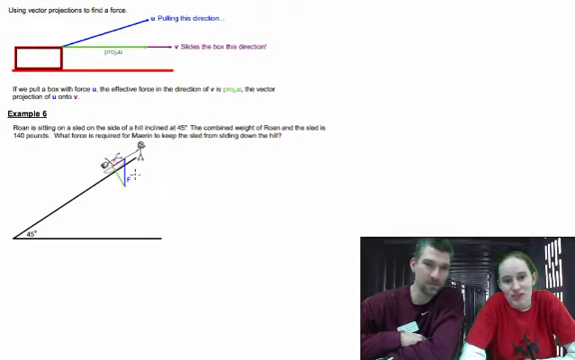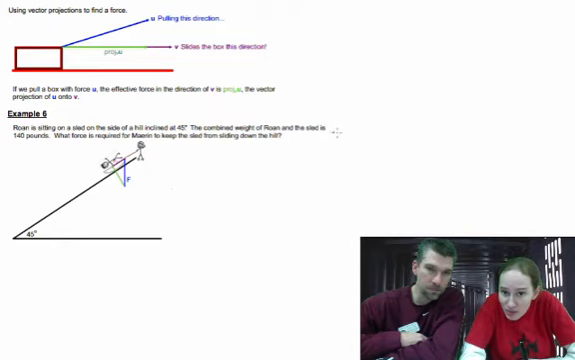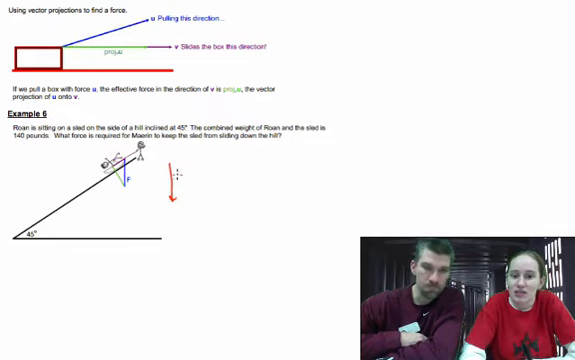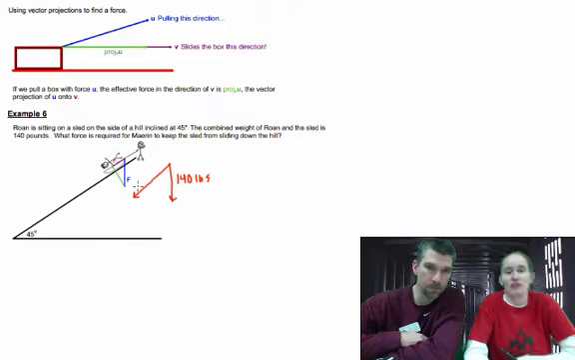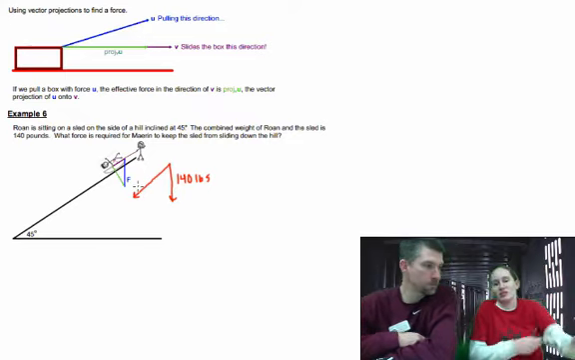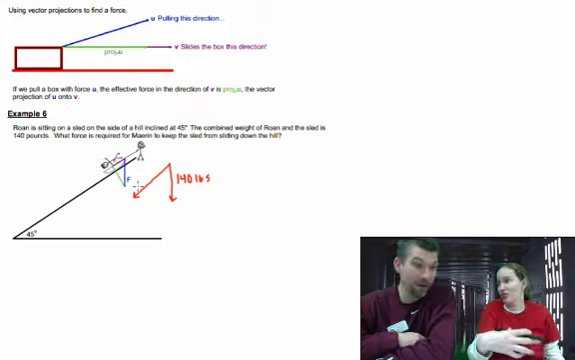Yeah, kids' names. Okay, so we're trying to figure out the force that's going to keep the sled from sliding down the hill, which means that we need a vector projection. The combined weight of Rowan and the sled is 140 pounds, so that is the force that's pulling them down. So we're trying to figure out what's the force that's going this way from that. Like if you're being pulled down by gravity with 140 pounds.